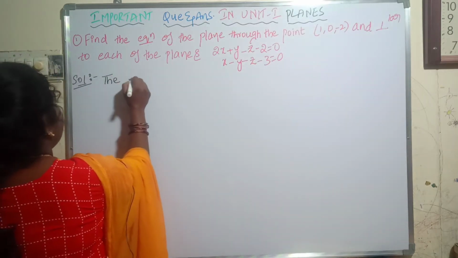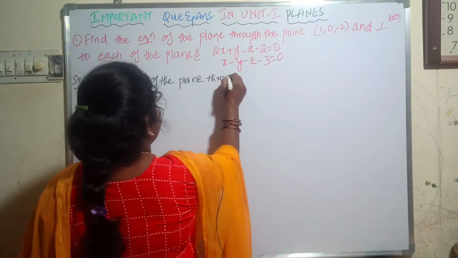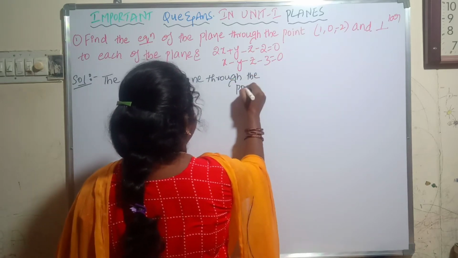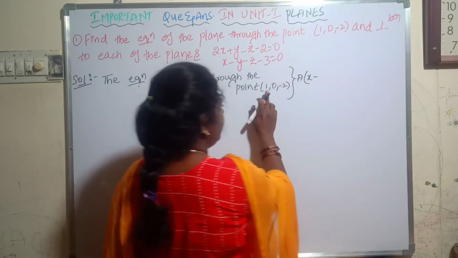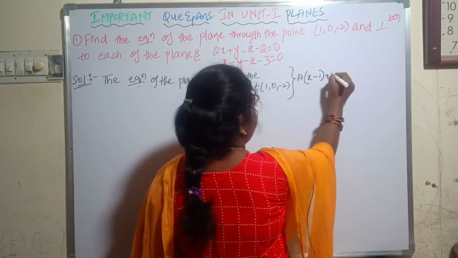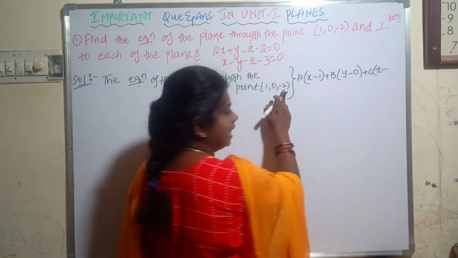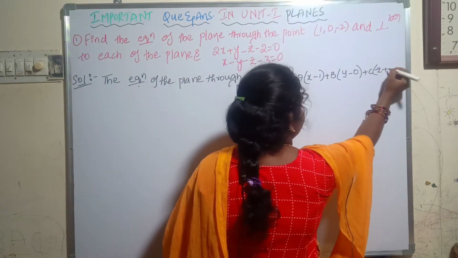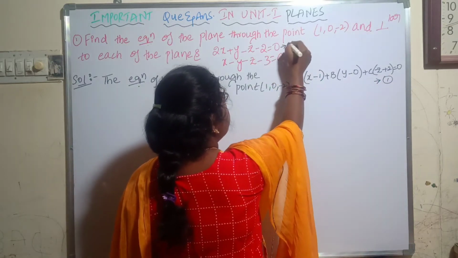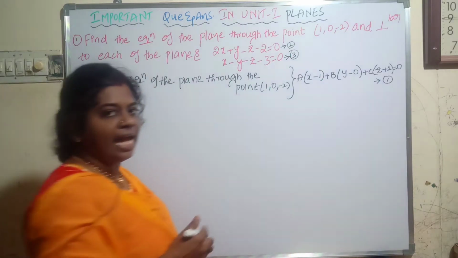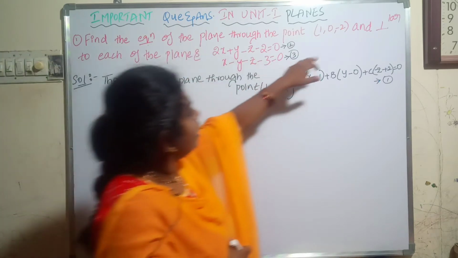Now, the equation of the plane through the point (1, 0, -2) is a(x - x1) + b(y - y1), where y1 is 0, plus c(z - z1), where z1 is -2, so it becomes z + 2, which is equal to 0. Consider this equation as 1 and the given plane equations as 2 and 3. So we have written the equation of the plane through the given point, and we have to see what the question says next.